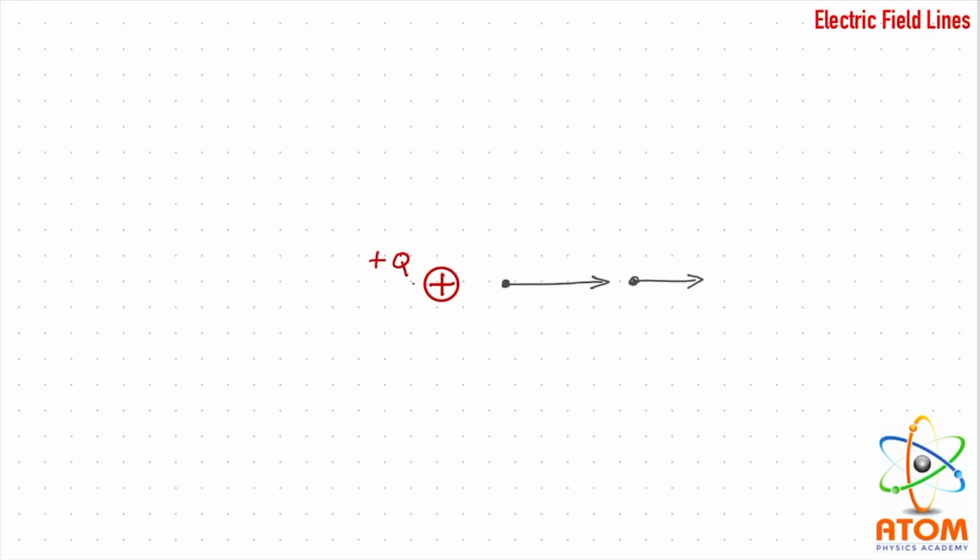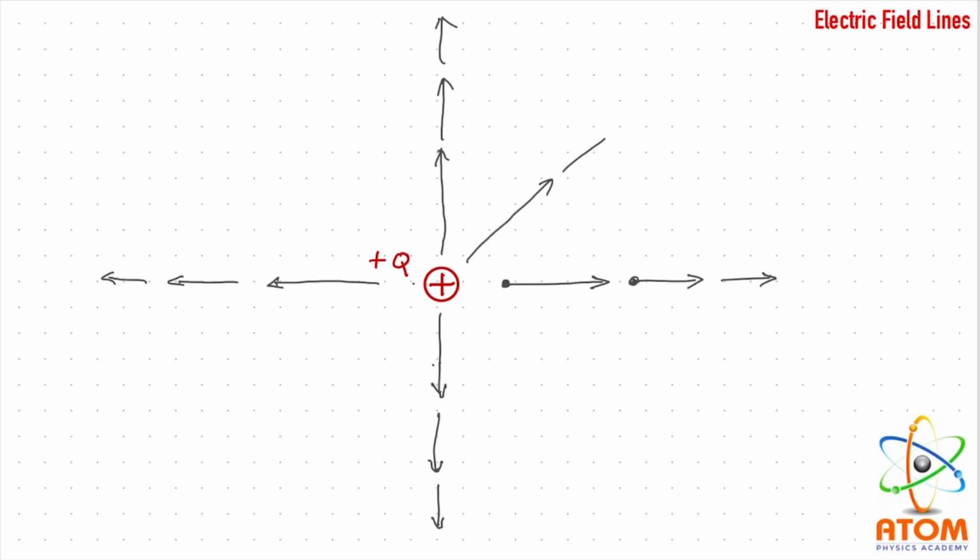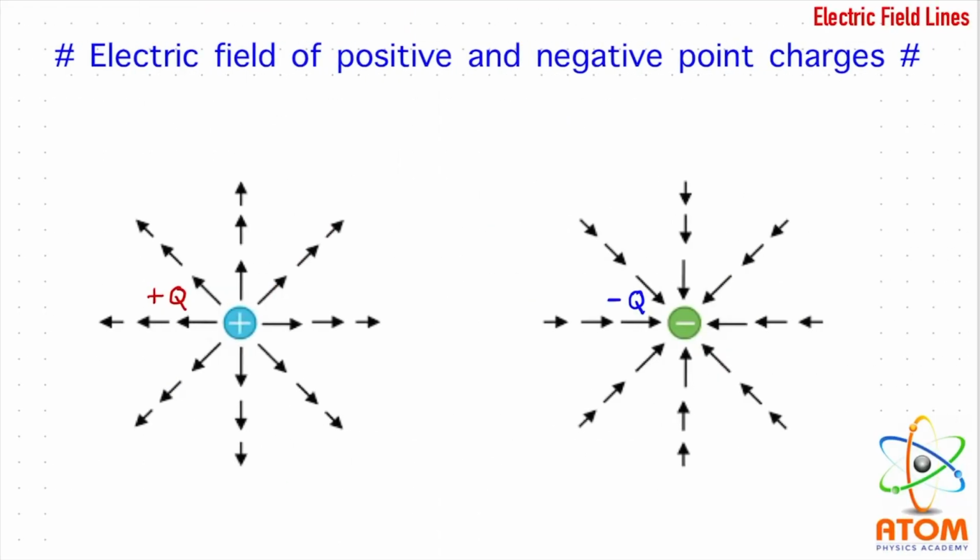Likewise, I can draw electric field vectors in all the directions. So we will get this type of E vectors in all the directions. Finally, we'll get a picture of this kind. This is a pictorial representation of the electric field of positive Q charge.